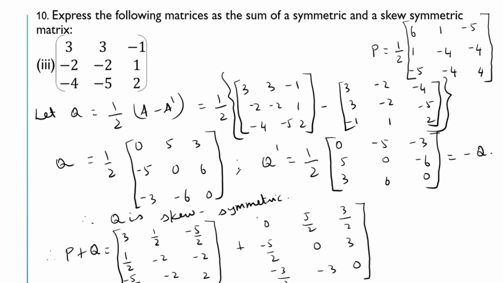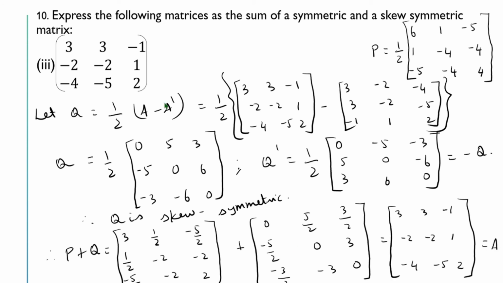So when we add these two, we will get the given matrix. So this is equal to 3, 3, minus 1, minus 2, minus 2, 1, minus 4, minus 5 and 2, which is nothing but the given matrix A. So this is equal to the given matrix A.